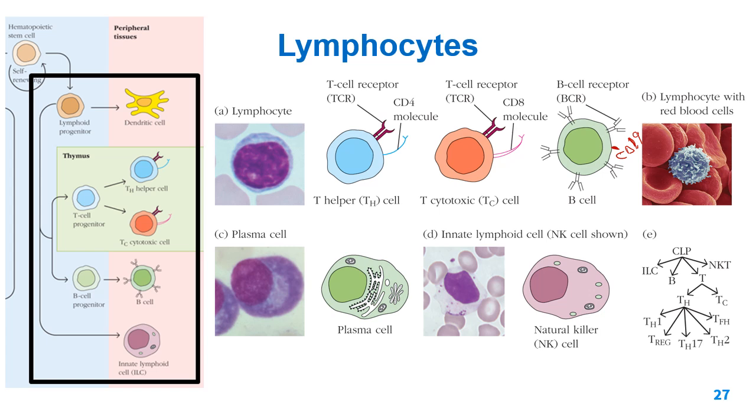Now, when you look at your natural killer cell, it doesn't have those CD markers. It has something else. Your natural killer cells will have, I think, a CD, but I forgot the number of that CD. But it does not have a B cell receptor. It doesn't have a T cell receptor. It's just an odd-looking type of lymphocyte.